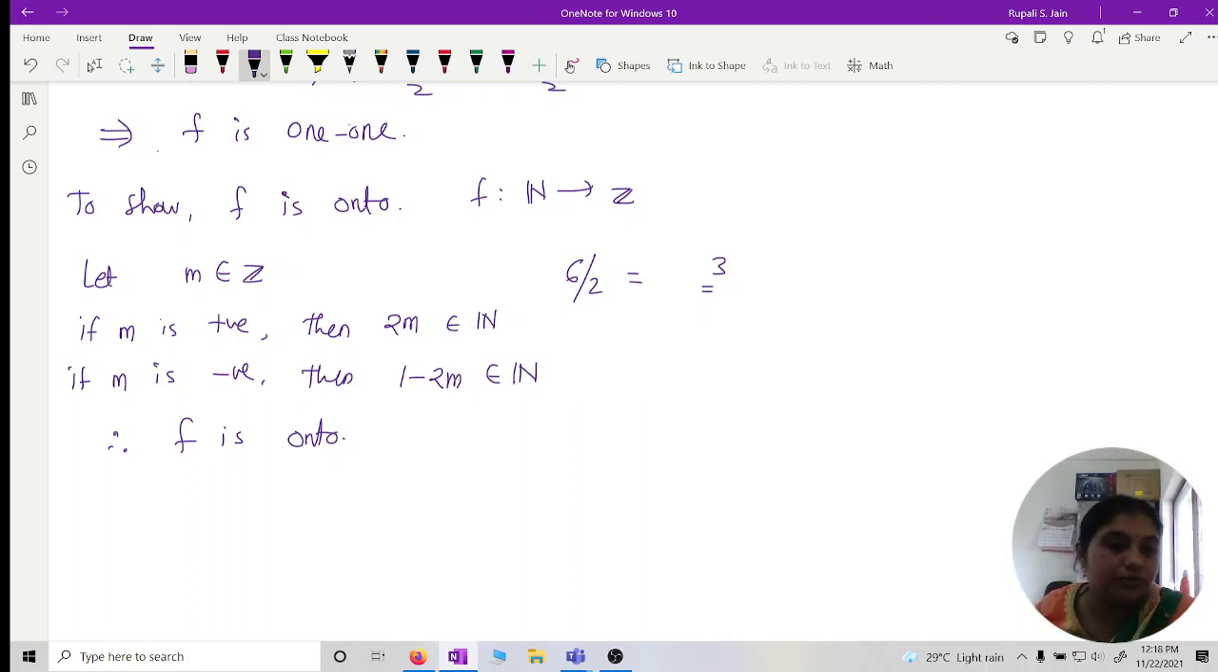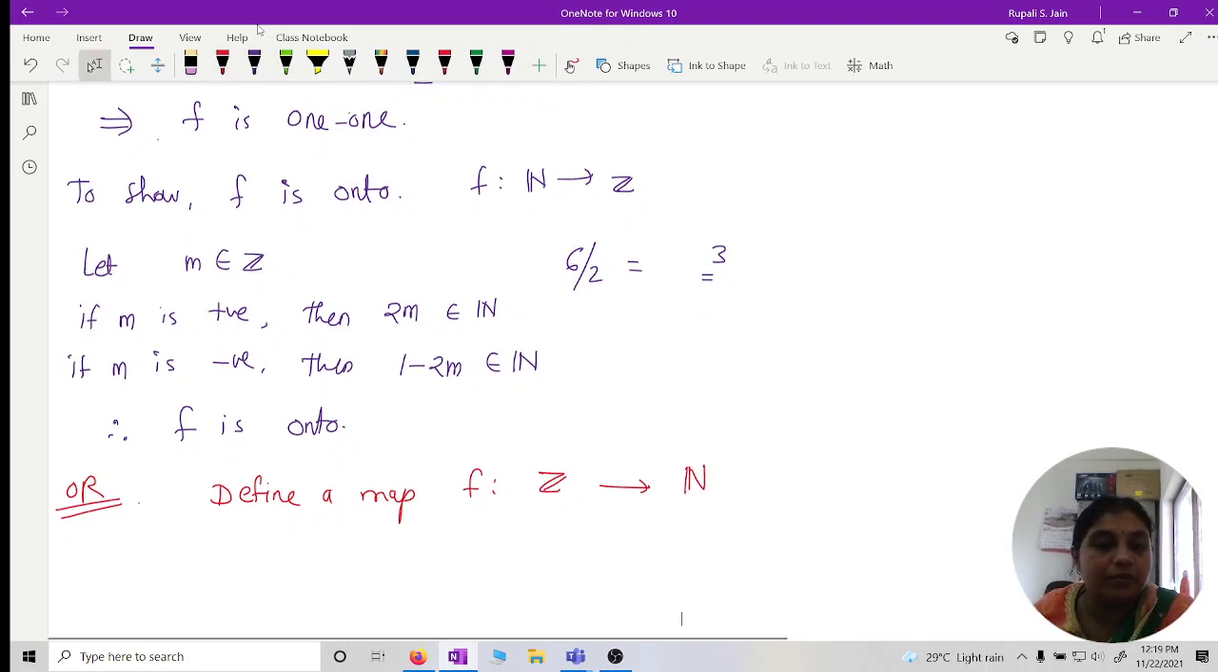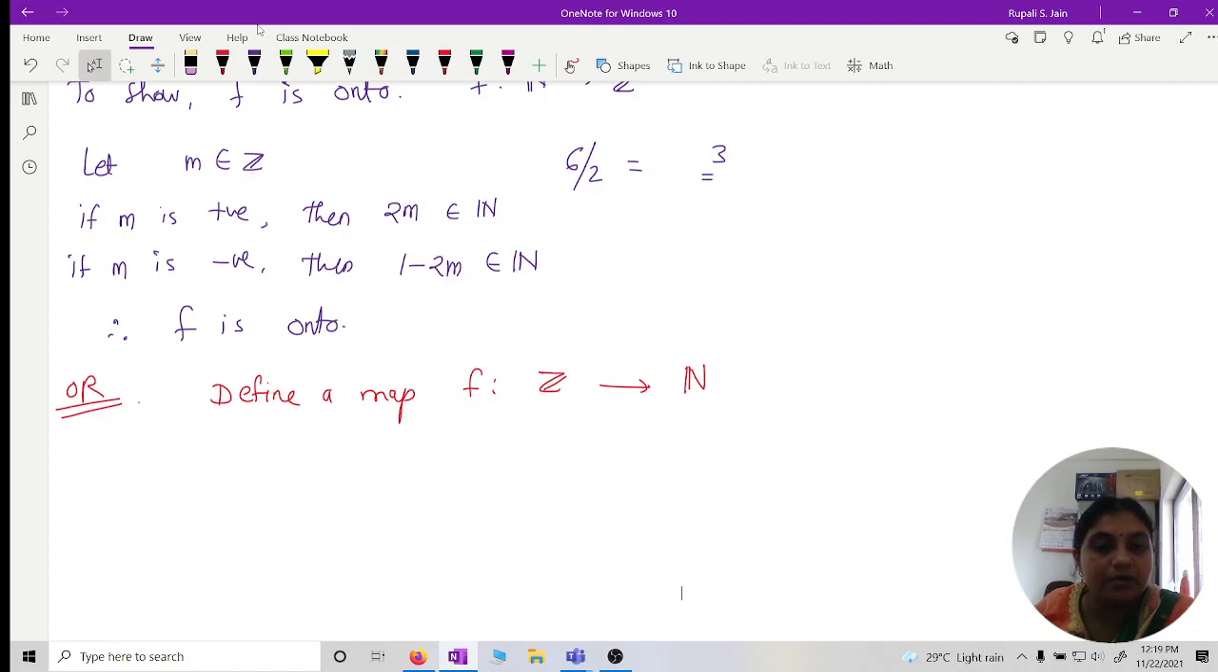Or otherwise, you better define, you can define a map f from Z to N. Okay, N to Z च्या ऐवजी Z to N करा. How can I define a map? By f of n is equal to, what can I take now? 2n and 1 minus 2n will serve the purpose.